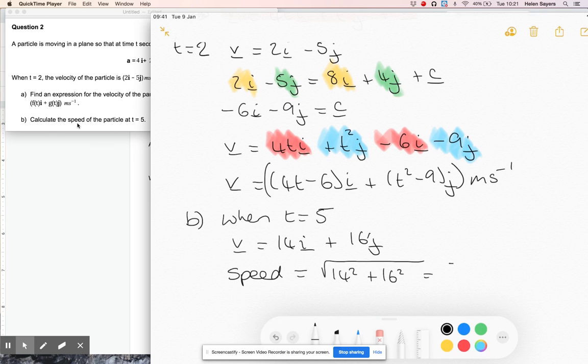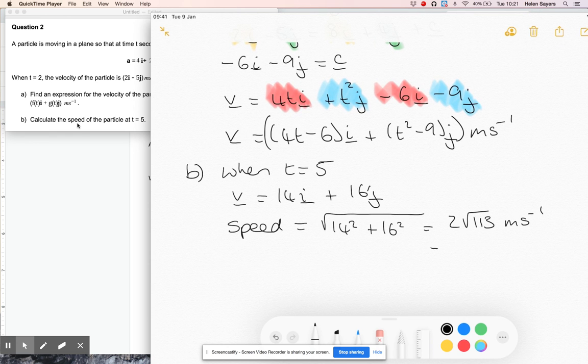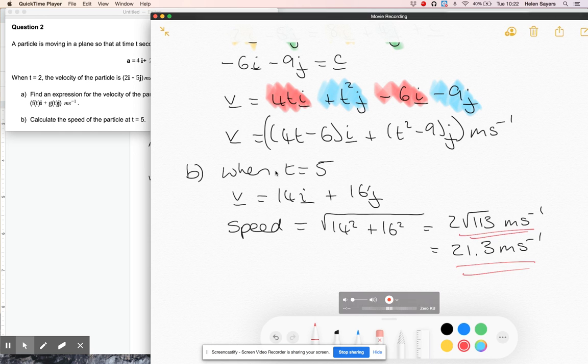So if I give it in exact form, it's going to be 2 root 13. And if I give it to 3 significant figures, it's going to be 21.3. Okay, so either of those is fine because it didn't ask for it in any specific form.